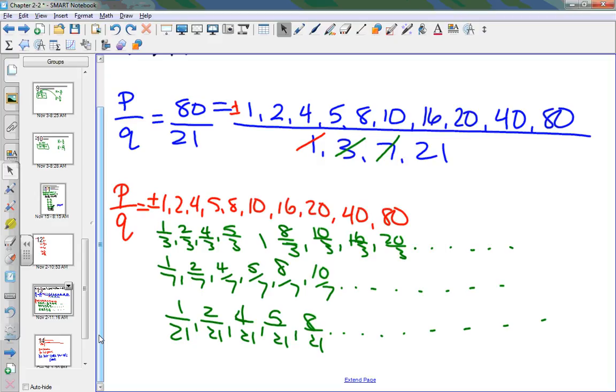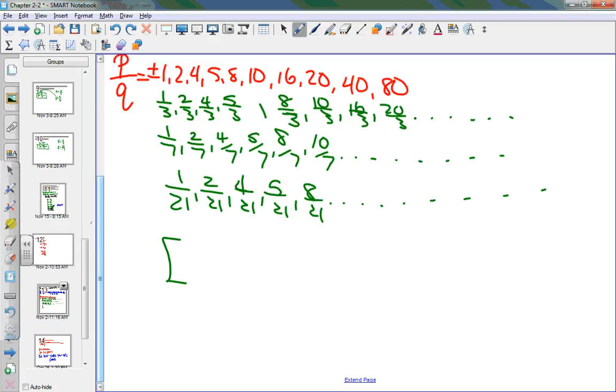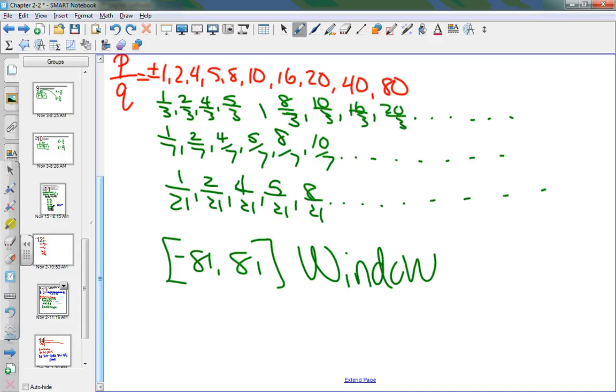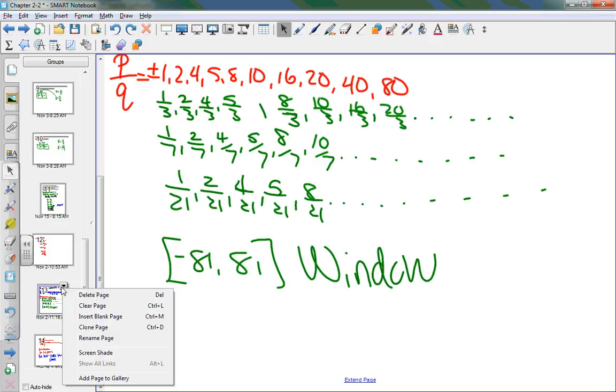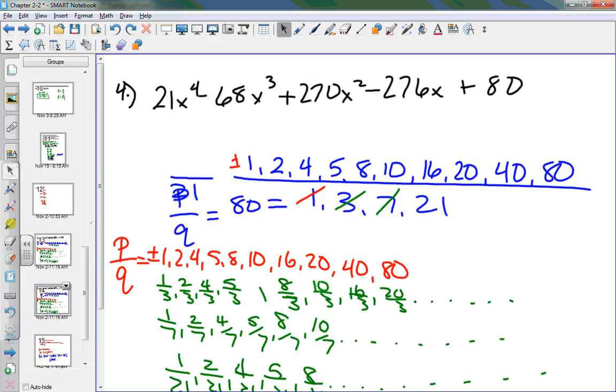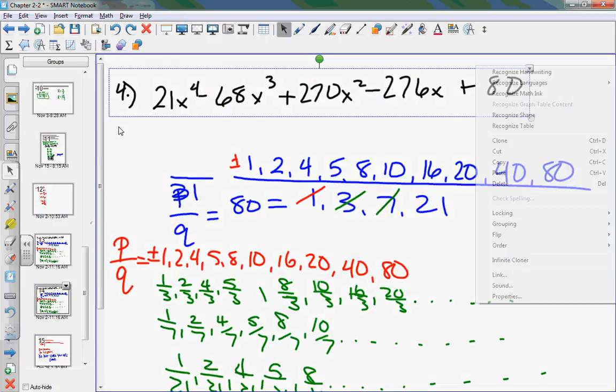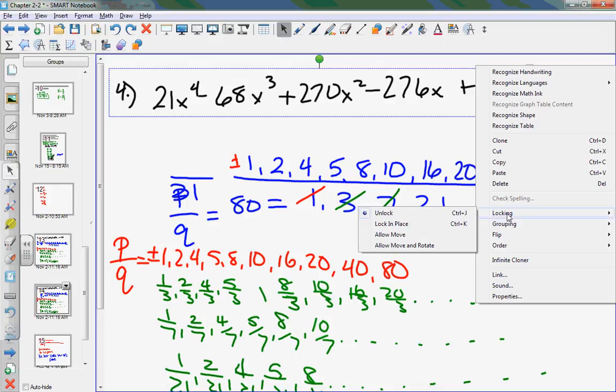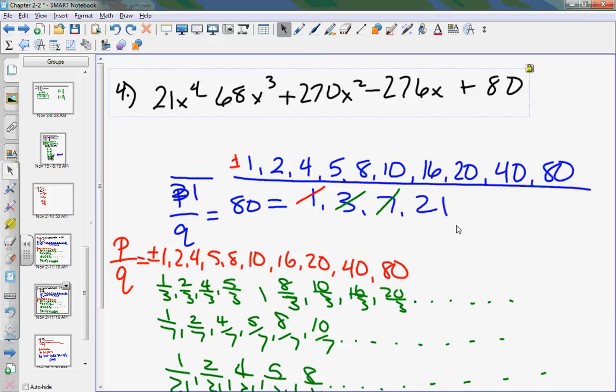Now, my P over Q window is going to be what? Well, my highest one is 80, and my lowest one is? So negative 81 to 81. That's going to be my window. Yes? Which means now what do I do? And now I need to do my Descartes, right?